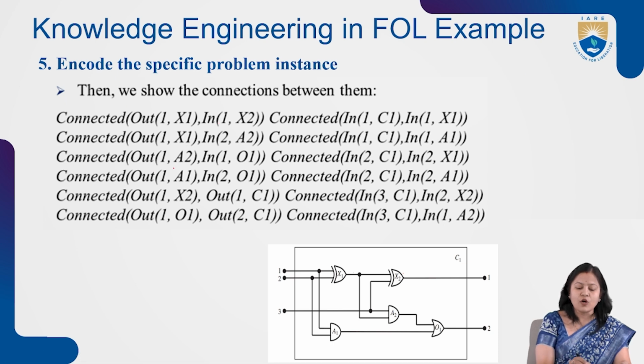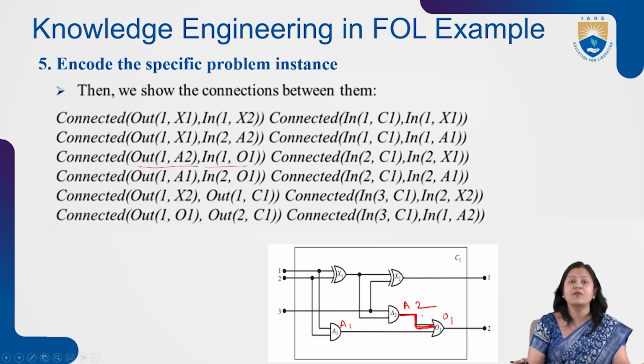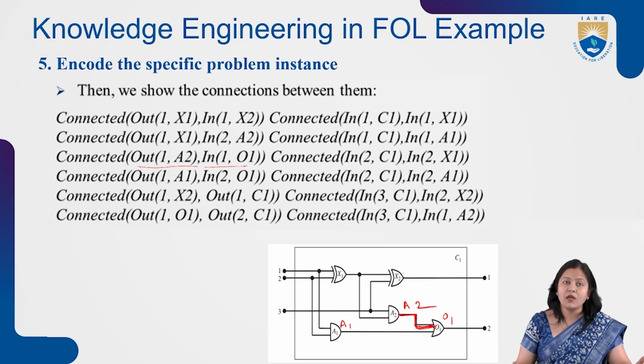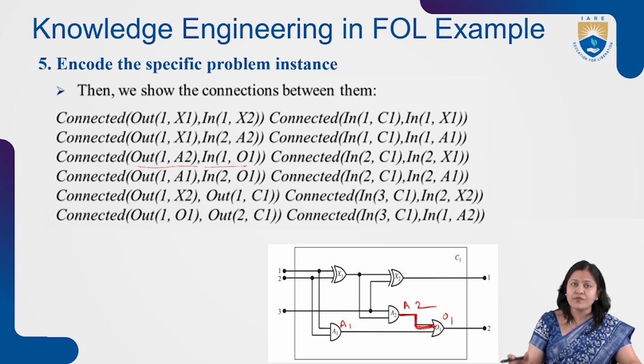The third one, first output of A2. First output of A2 means this is our A1, this is our A2. So this is the first output of A2, and the first input of O1. This is our O1, and it is connected. This is the first output, and this is the first input to O1, which is called the feedback loop. Already I have introduced the meaning of feedback loop. If one of the outputs from any gate is connected as the input for any other gate, that is called the feedback loop. So we have to define this in predicate logic or first order logic. That is what is given.